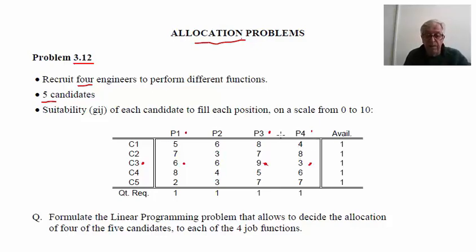We have here a problem that is similar to the transportation one. That is, each candidate is available for 1 place only, and each place requires only 1 candidate. Of course, we want to formulate the linear programming problem that allows us to decide the allocation of the four of the candidates, and of course to decide which one must be excluded.